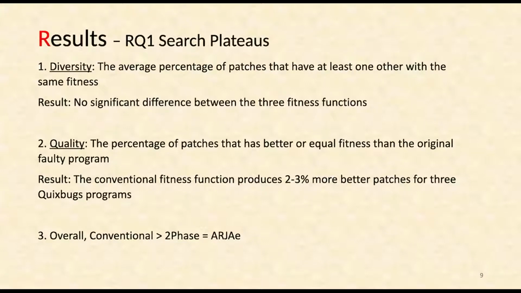Then let's have a look at the quality of the patches. It is about the percentage of patches that have better or equal fitness than the original program. And we found that the conventional fitness function produced 2 to 3% more better patches for 3 QuixBugs functions. So overall, the conventional fitness function is better than two-phase and ARJAe for this research question. And the results of two-phase and ARJAe are very close.